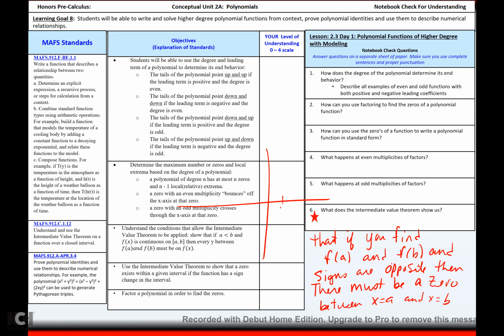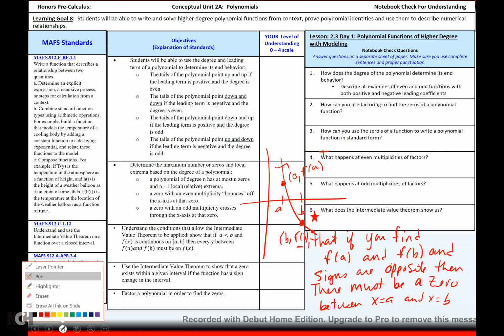Okay, if here's a and here's b, and this thing is doing something like this, f of a would be positive, and this point corresponding to b on the x-axis would be b comma f of b, but the y value would be negative, which means that somewhere between those two numbers it had to cross the x-axis, which it did.